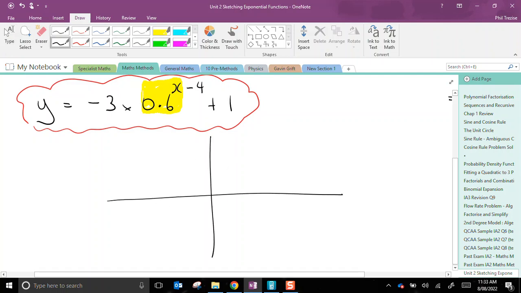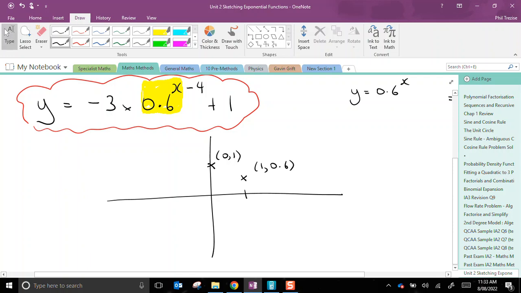So let's start a rough sketch. Now I'm only thinking of the base function 0.6. If x equaled 0, 0.6 to the power of 0 would equal 1. I would have a value here of 0, 1. If x equaled 1, I would have 0.6 to the power of 1. So if x equals 1, I'd be a little bit lower down. So that's x is 1 and the function is 0.6.